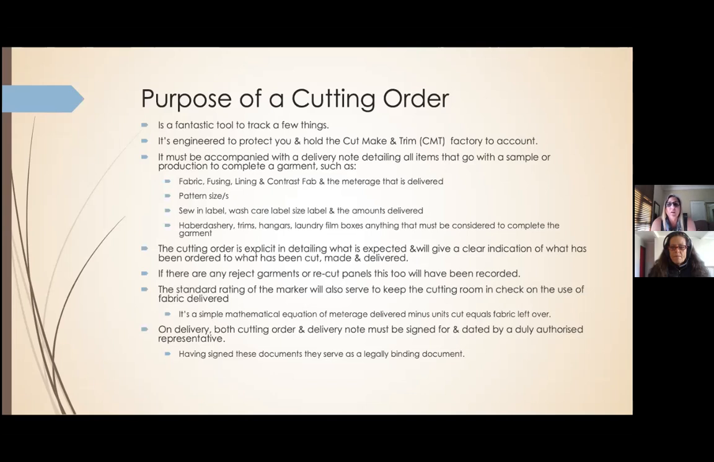Yeah, so you might be told, oh, there were rejects or there was a slub in the fabric and so we had to make a recut. I want that back.